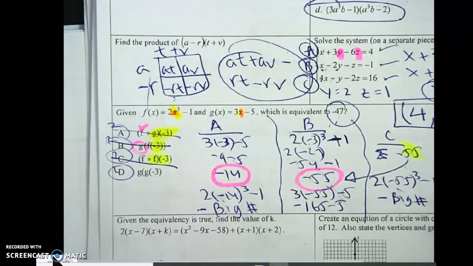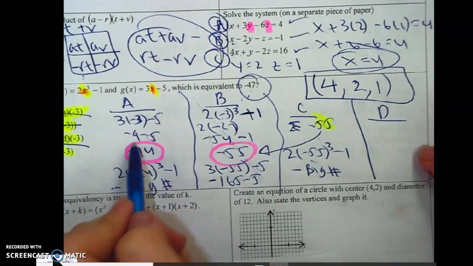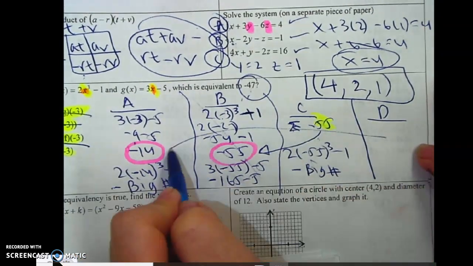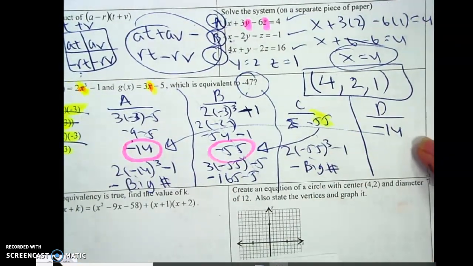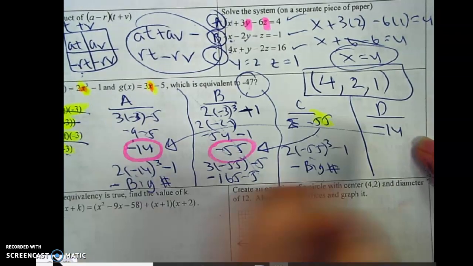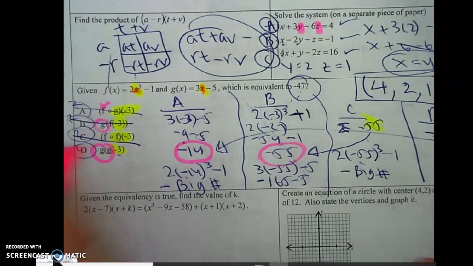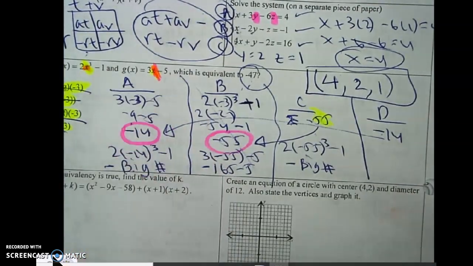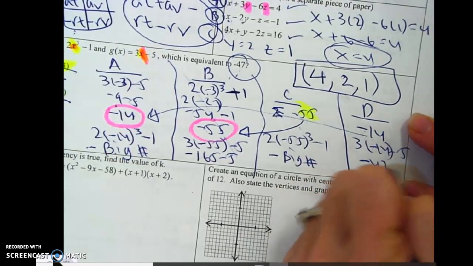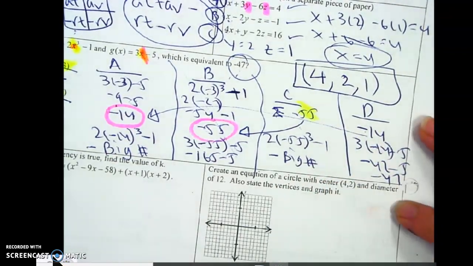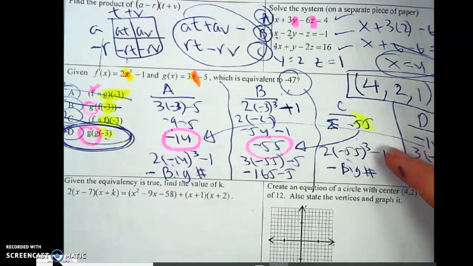So let's do letter D. This is saying take -3, plug it into G. So when I do that, I get -14 because we did that in the beginning. I don't want to redo it. And then take that -14, let me move that over, and plug it into G again. So now we're going to take that and plug it in again. So I'm going to go 3 times -14 minus 5, -42 minus 5, -47. That is the winner.